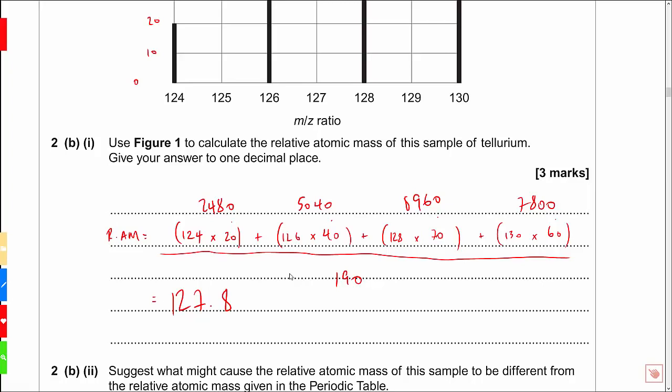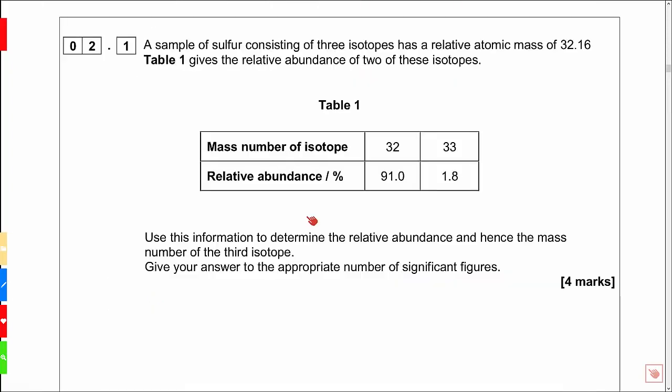I'm going to leave that for now, and we'll go on to our next one, which is actually now a specimen paper, the Set 1 AS specimen paper as it is. Okay, a slightly different example here in that this one is flipping things round very slightly, and it's saying a sample of sulfur consists of 3 isotopes and it has a relative atomic mass of 32.16, and it gives the abundance of 2 of these isotopes, but it is asking us to calculate the third. So give the mass number of the third isotope.